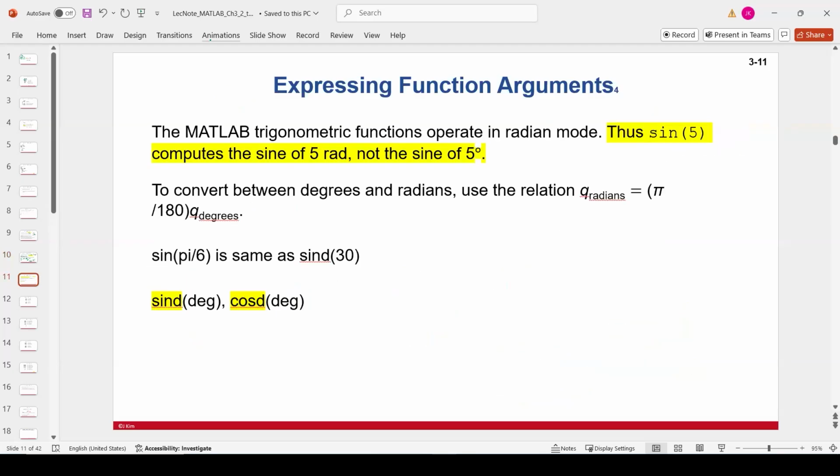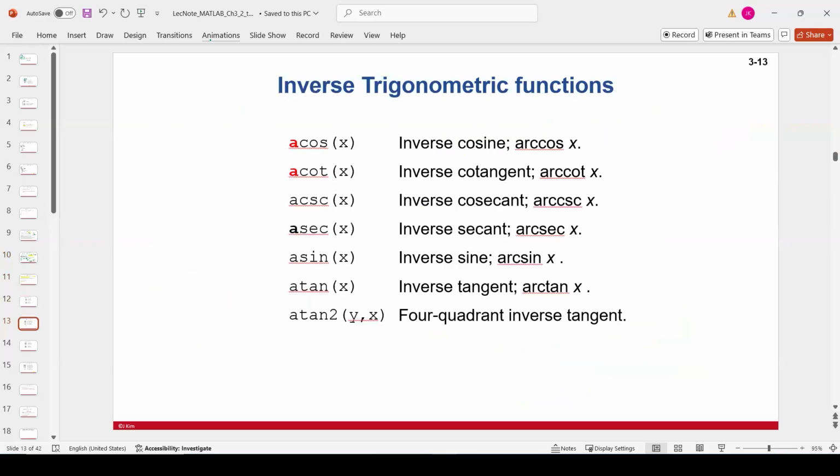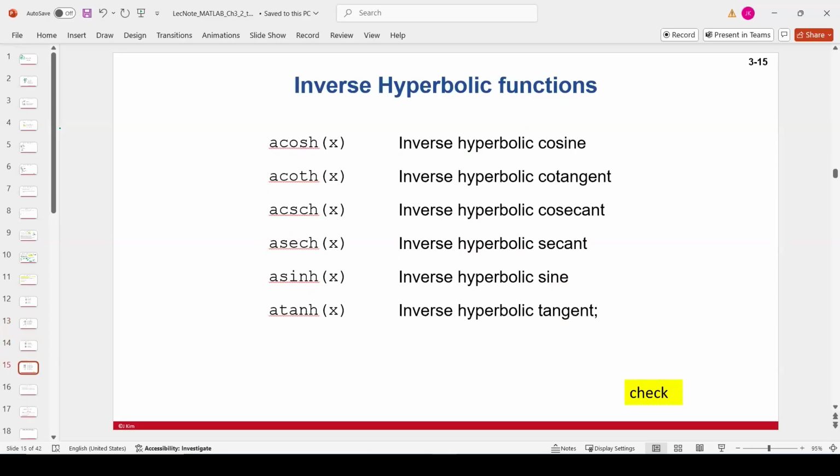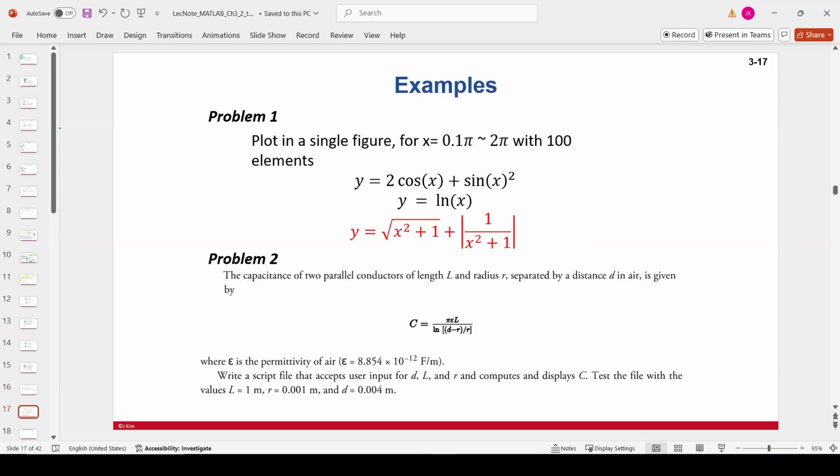And this part, sine of 5, yeah, these things we all talked about already. And if you want to find the inverse of sine or cosine, there's arc cosine, arc sine. So this a is the keyword, right? So acos, acot, and so on. These mean it's going to be the inverse of trigonometric functions, all right? And hyperbolic as well. And we tried these examples like that. All right.